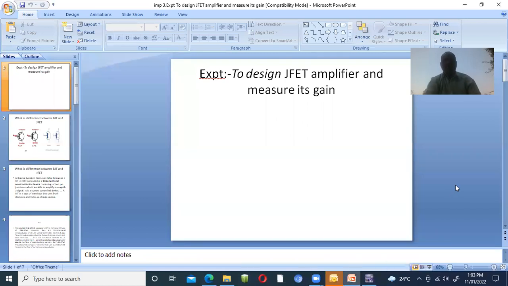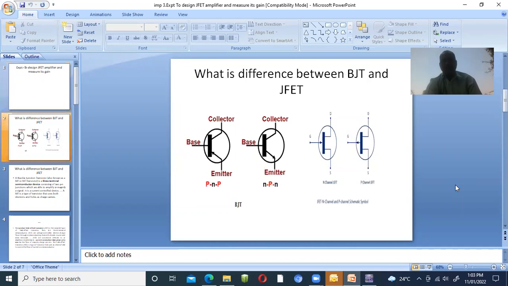See, our practical is to design the JFET amplifier and measure its gain. For that purpose, we have to see something related to the junction field effect transistor. We have seen that the BJT is nothing but a bipolar junction transistor, right? And JFET indicates the junction field effect transistor.